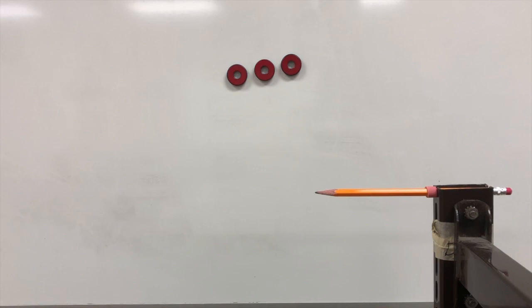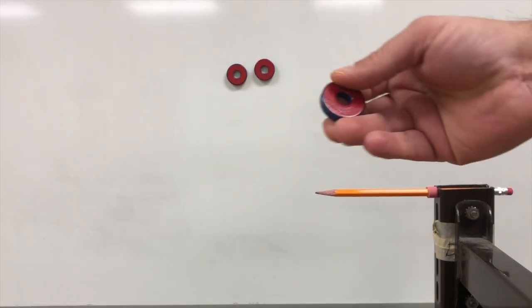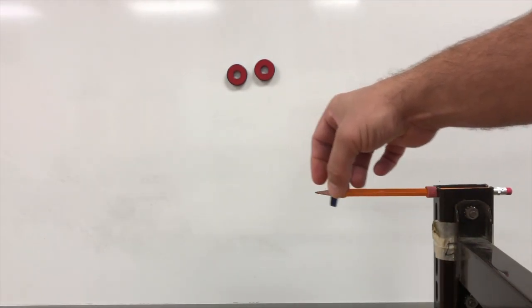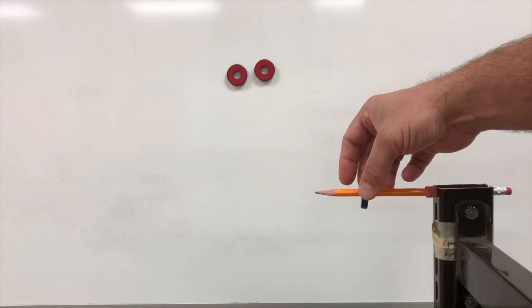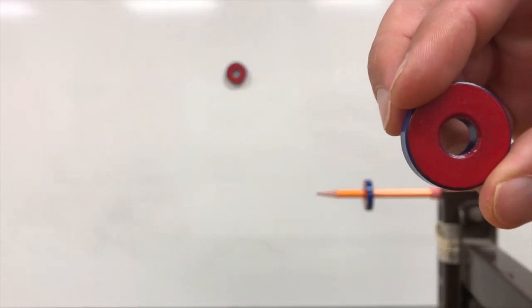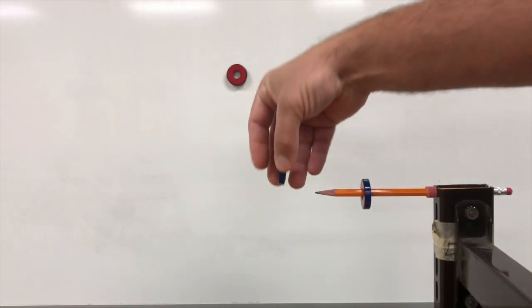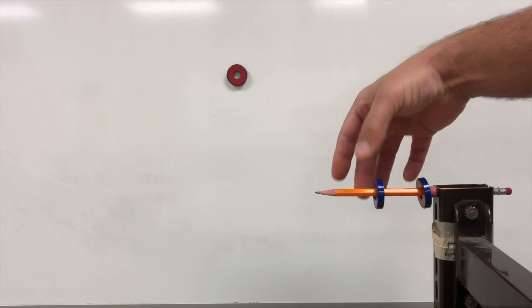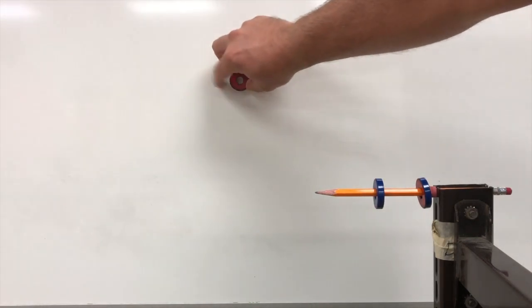Here's something for you to try. Take a pencil or have a lab partner hold a pencil and then put a ring magnet on there. Then put another ring magnet on facing the same direction as the first magnet. And watch how that magnet moves. Think about the forces that cause that magnet to move.